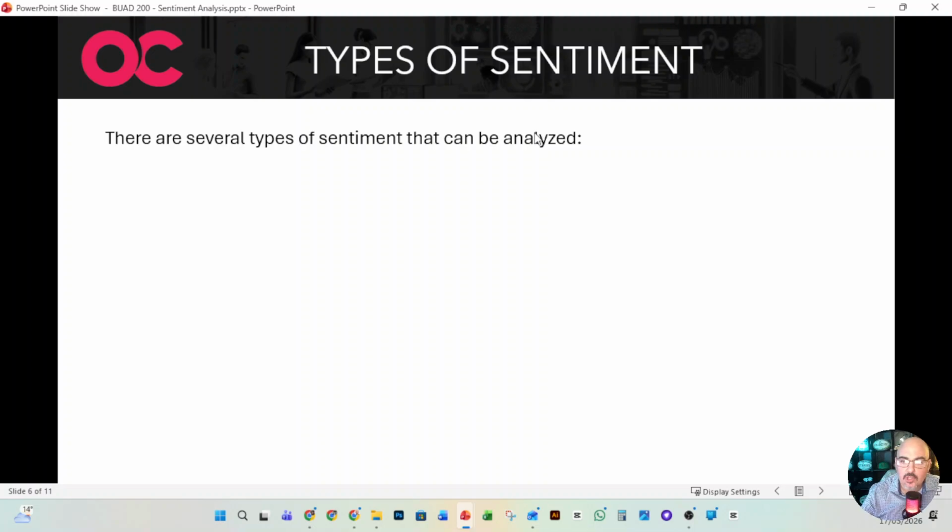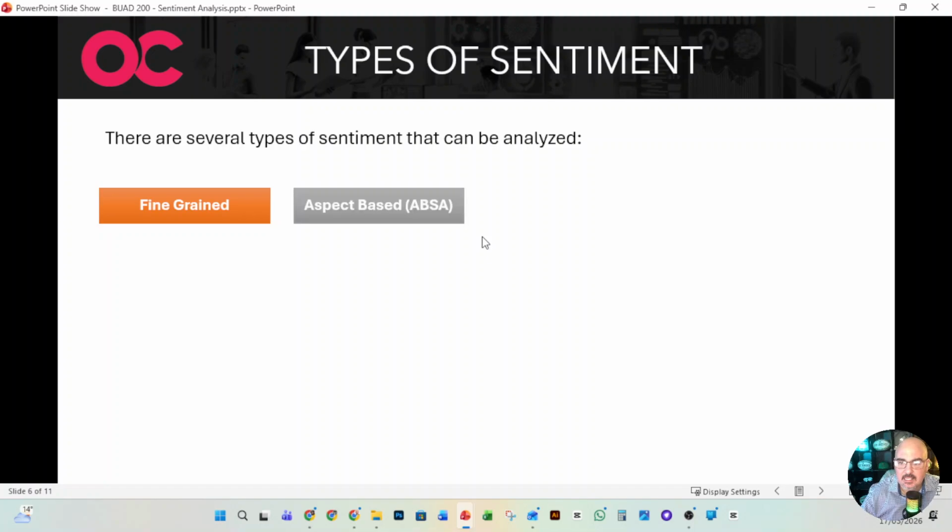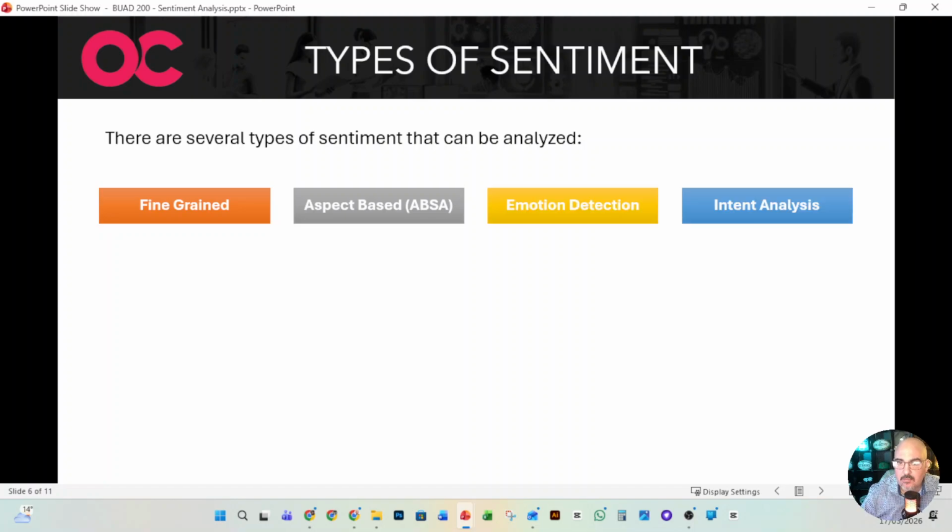Okay, so when we are talking about sentiment analysis, there are 4 different types of analysis that can be analyzed. The first one we've got here, guys, is fine-grained analysis. Second one is aspect-based, and we'll talk about what these mean in a second. Then we've got emotion, and intent is our last one here.